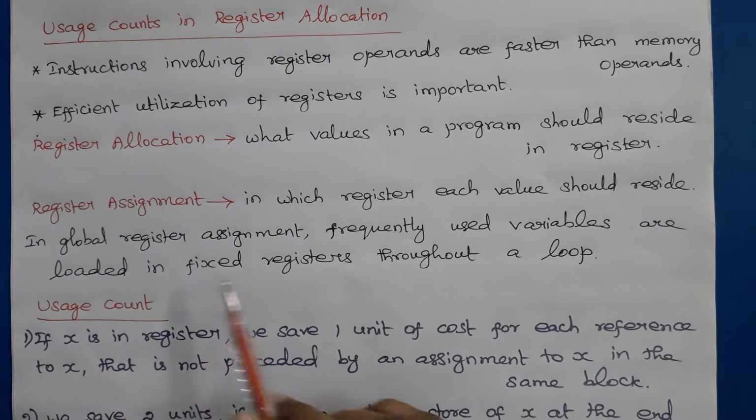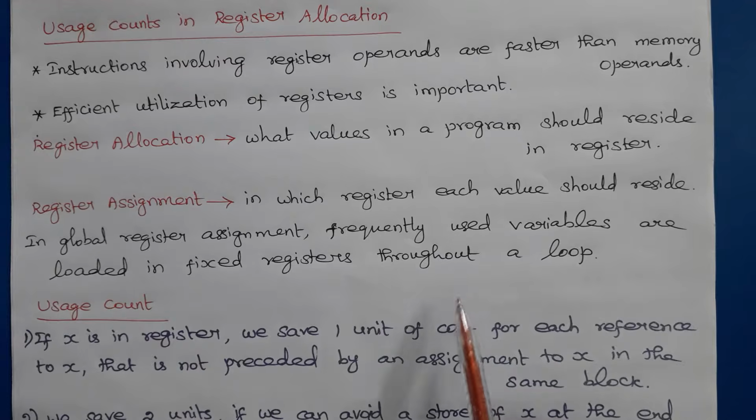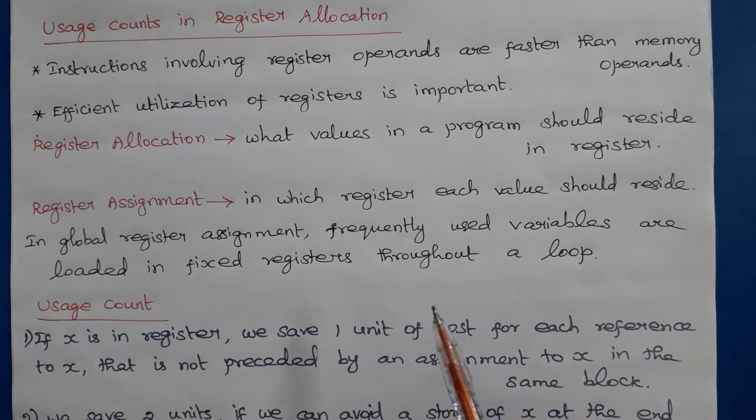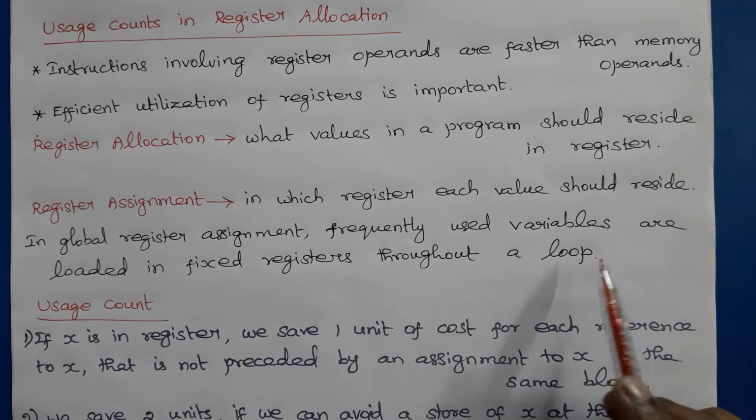But in a global register assignment, throughout a loop, sometimes a variable must be used. So frequently used variables must be loaded in some fixed registers throughout a loop. For example, if we have 6 registers, 3 registers can be assigned for the frequently used variables, so that they are loaded in those fixed registers throughout a loop, and the other registers can be used for storing the other, normal variables.